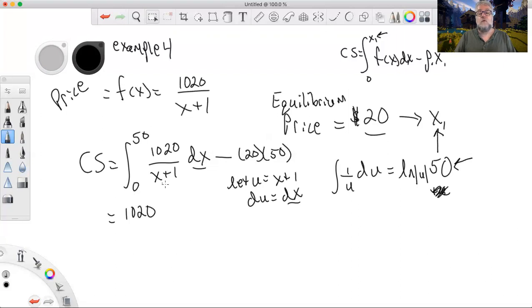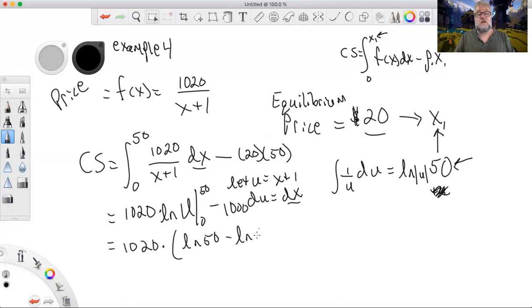Okay, so then this integral is going to be 1020, 1 over u, the integral is ln u, and u is always going to be positive. Evaluated from 0 to 50, minus 1,000. So 1020 times ln of 50 minus ln of 0 minus 1,000.